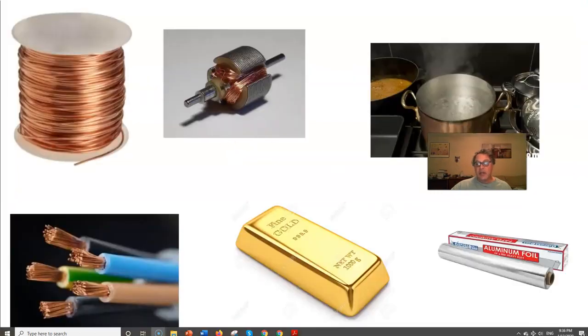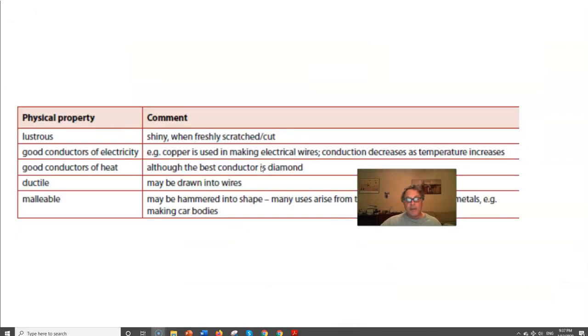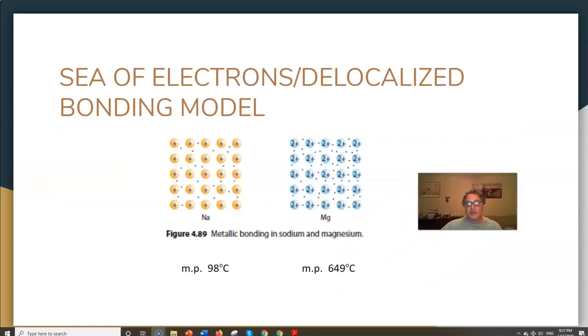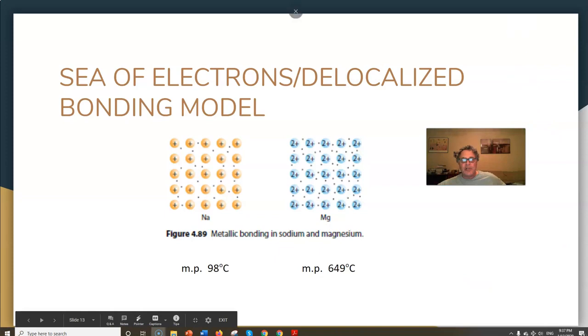Here again, we have a variety of other forms of metals and uses of metals. But let's go straight here to this screen. And this is the bonding model for metals. It's called the sea of electrons model, and you'll see why in a moment. It's also called the delocalized model. IB prefers the delocalized model, but you'll see also why it's called the sea of electrons model.